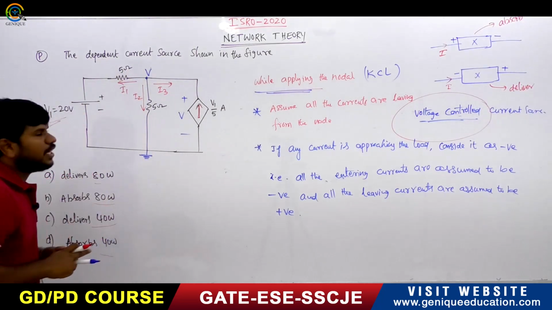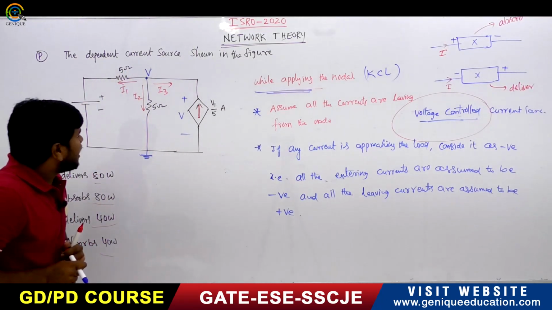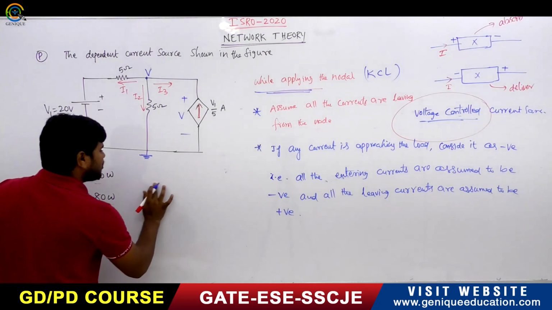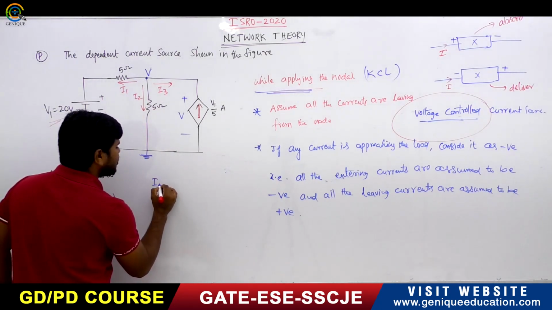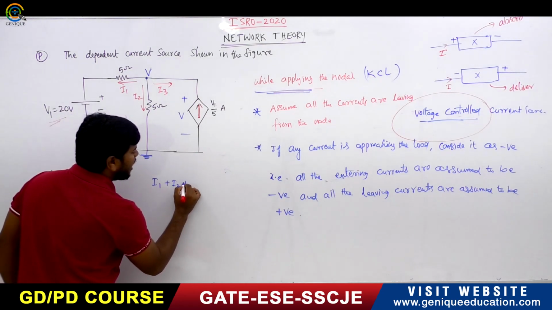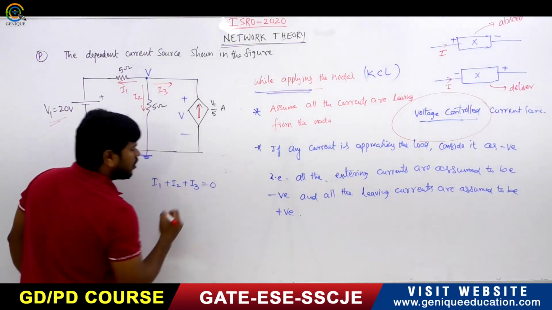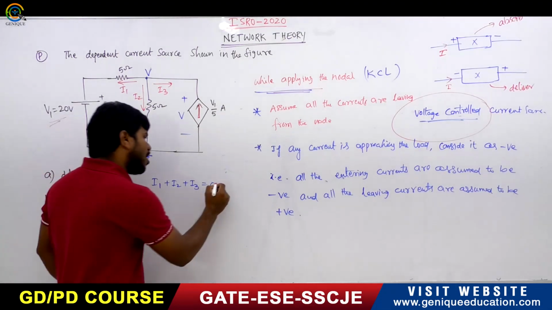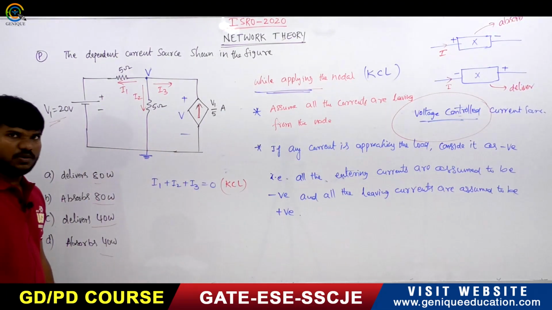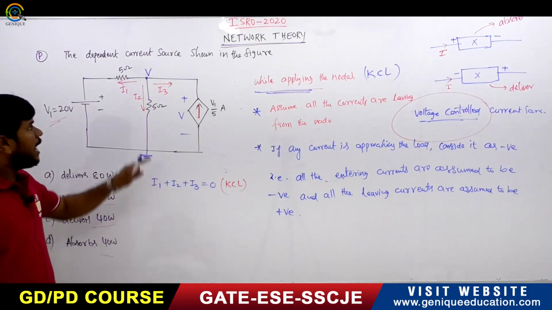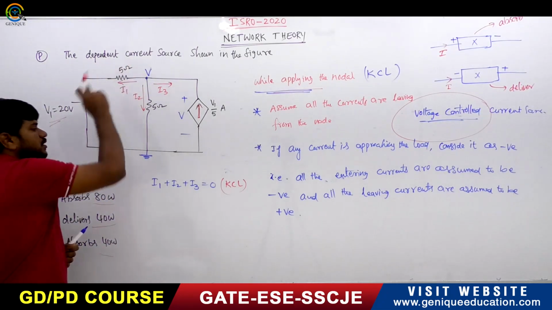Now if I write the KCL there, what is the algebraic sum? The sum of all the currents is 0 according to KCL. So I1 plus I2 plus I3 equals 0. That is KCL: the algebraic sum of the currents at any node is 0.